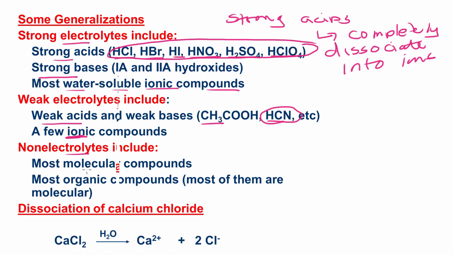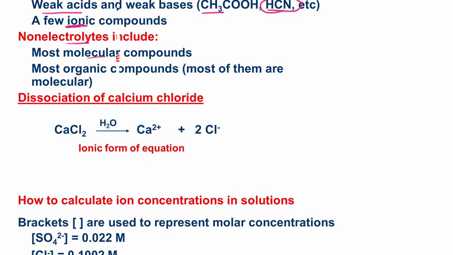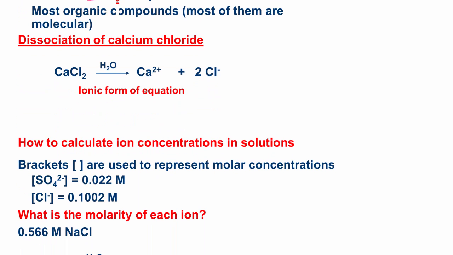Non-electrolytes include most molecular compounds, your alcohols, ketones, sugars, and most organic compounds, because most of them are molecular, but there are a lot of exceptions to that. Let's take a look at the dissociation of calcium chloride. We place calcium chloride into water, and it completely dissociates into calcium and chloride ions. Notice how this equation is balanced.